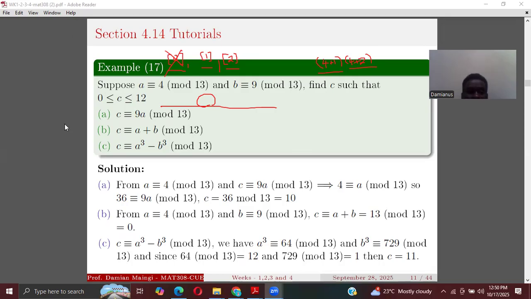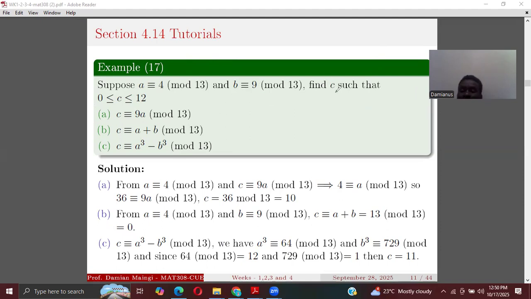So here we are again, ladies and gentlemen, doing something that looks very similar to what you've just seen. This is nice, actually. So let's go through it very quickly. Now, here you are given an example. What are you supposed to do? Suppose a is congruent to 4 mod 13, and b is congruent to 9 mod 13.